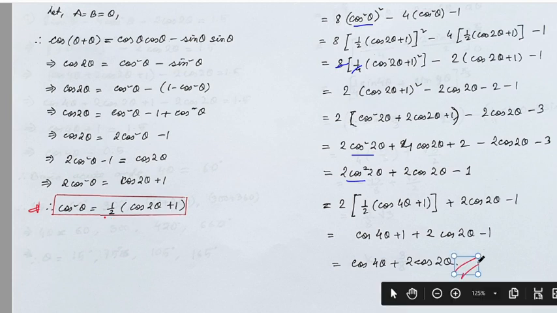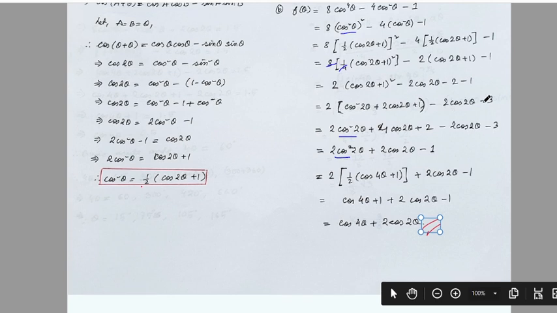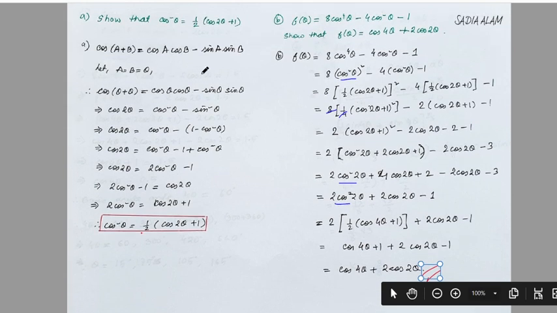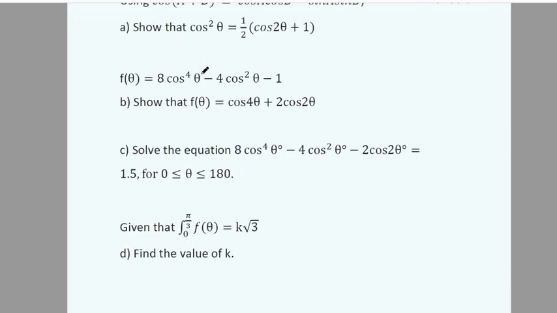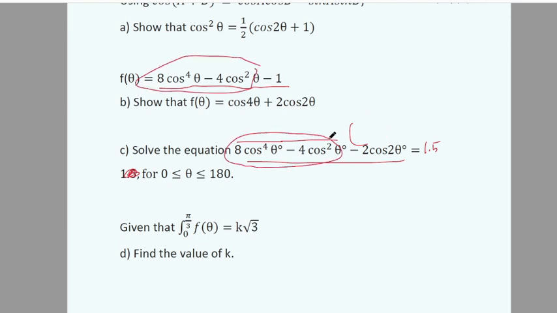Okay, so that's the last line for part B. For part C, we have this equation equals, it's supposed to be 1.5 here. As you can see, we have 8 cos to the power 4 minus cos square minus 1. 8 cos to the power 4 minus cos square, but we do not have any minus 1. But the first two terms are common, right? It's the same thing. So basically I need to replace this whole thing.